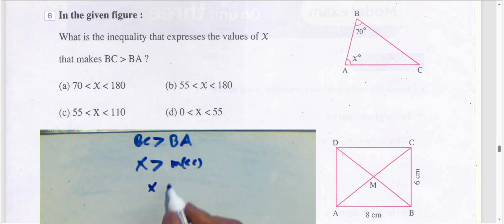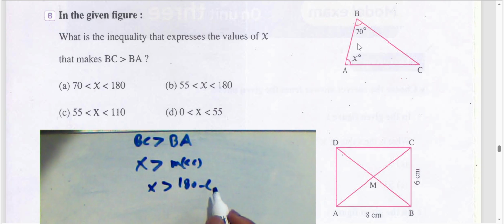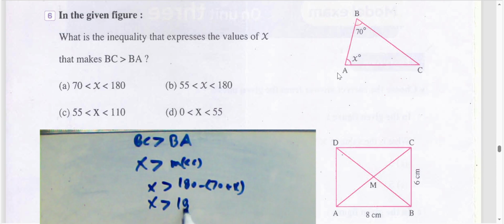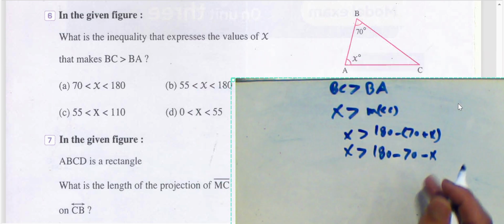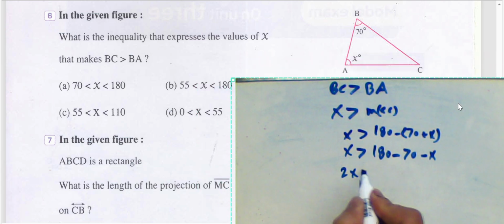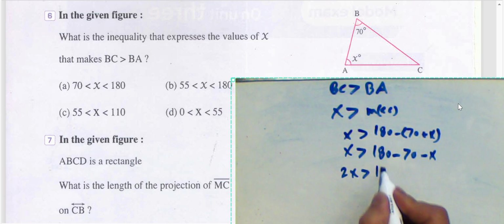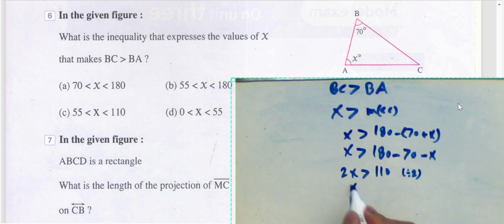Understood. I will complete. Cancel C and write 180, subtract the sum of the interior angles. We have 70 and X. Okay, X is greater than C. C equals 180 subtract the sum of 70 plus X. Then X is greater than 180 subtract 70 subtract X. Next, we move negative X here. It will be 2X. 180 minus 70 is 110. Divided by 2, X is greater than 55.